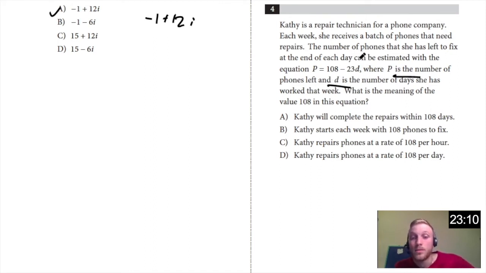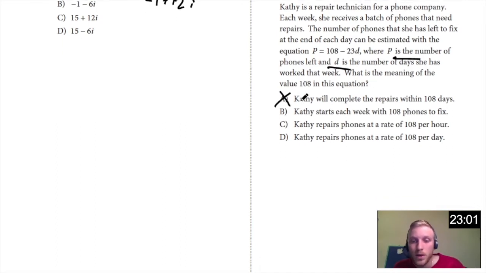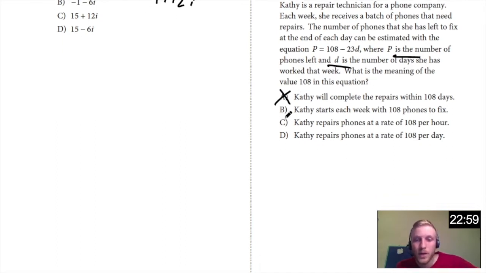So every day she repairs 23 phones. So what is the meaning of 108 in the equation? Kathy will complete the repairs within 108 days. It does not say that. Kathy starts each week with 108 phones to fix. That looks correct. We have a constant of 108 here. Let's just double check. Let's look at C and D and make sure neither of those are correct. Kathy repairs phones at a rate of 108 per hour. No, she repairs them at 23 per day. Kathy repairs phones at a rate of 108 per day. No, we said 23 per day. Okay, so answer B is our answer.